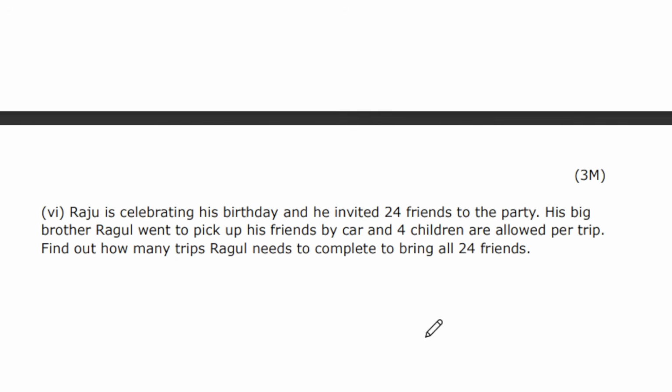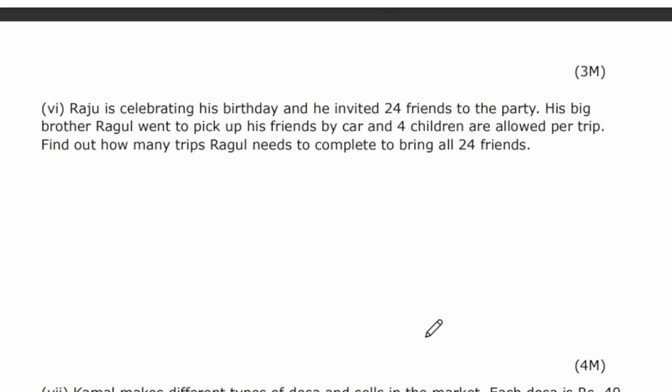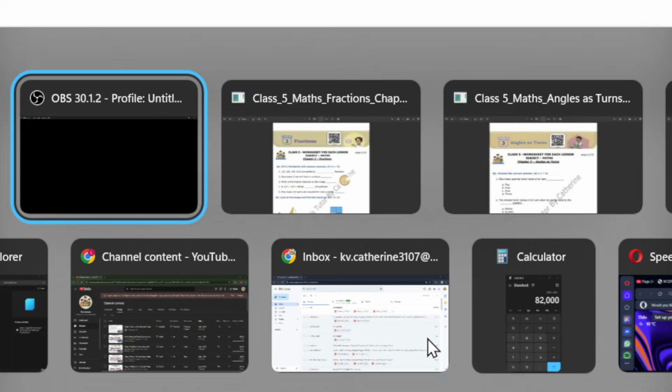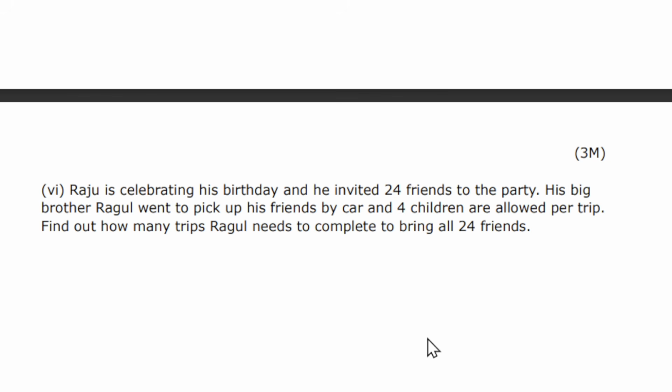Okay. So next is a question-based 3-mark question, students. Read the question very carefully and then answer it. Raju is celebrating his birthday and he invited 24 friends to the party. His big brother Rahul went to pick up his friends by car and 4 children are allowed per trip. How many friends are there in total? That you have to write first. So, total number of friends.